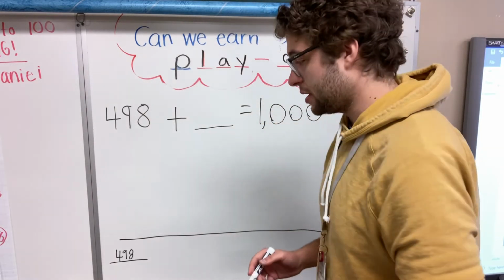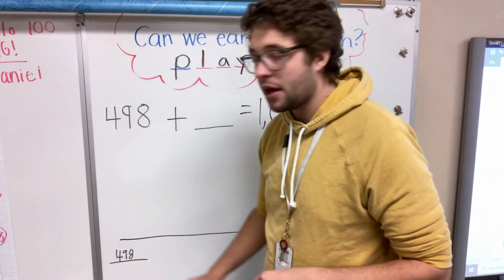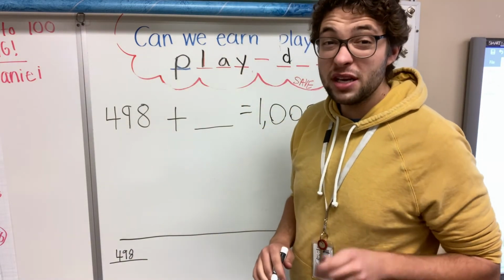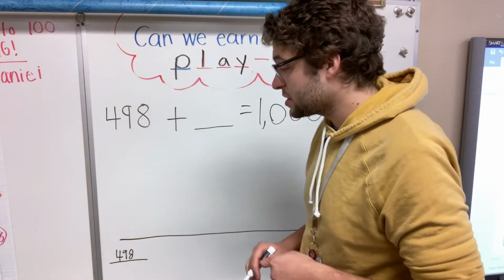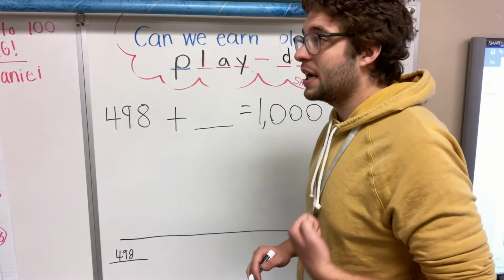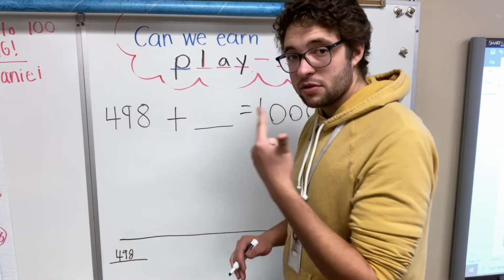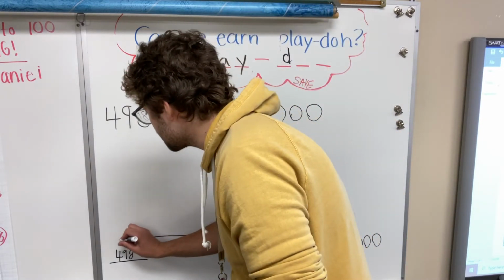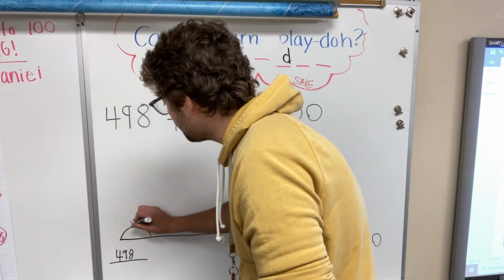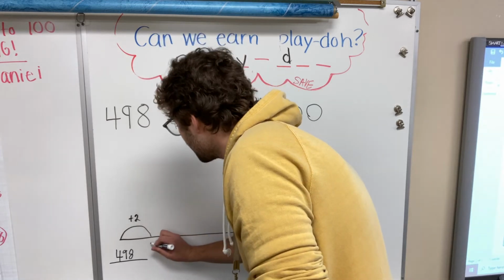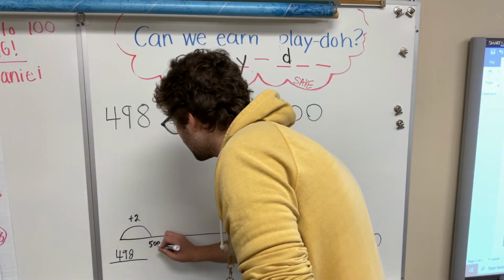The first thing that I would do is come to a friendlier number, an even multiple of 10 or 100. Now looking at this, I know that 498 is pretty close to 500. So I'm just going to count with myself 498, 499, 500. So I know it's only 2 away. So I'm going to make just a baby jump of plus 2, and I'm going to get to 500.